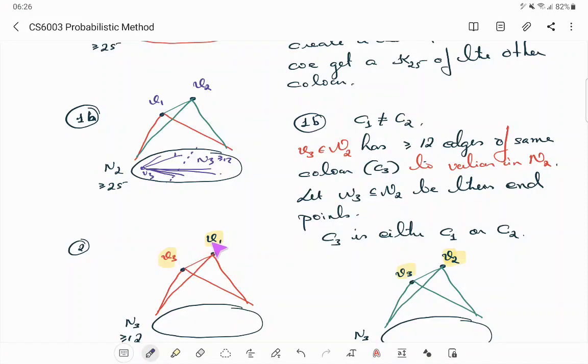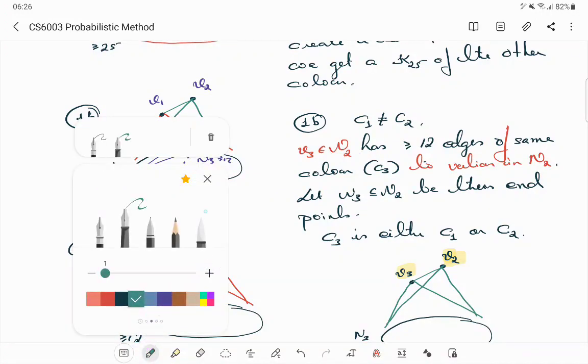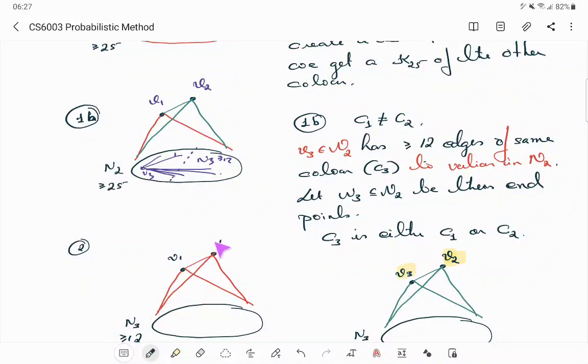I kind of drew the picture. Maybe you can just keep this V1 and V2, I'm just trying to keep the same picture. So in place of V2, you replace it with V3.